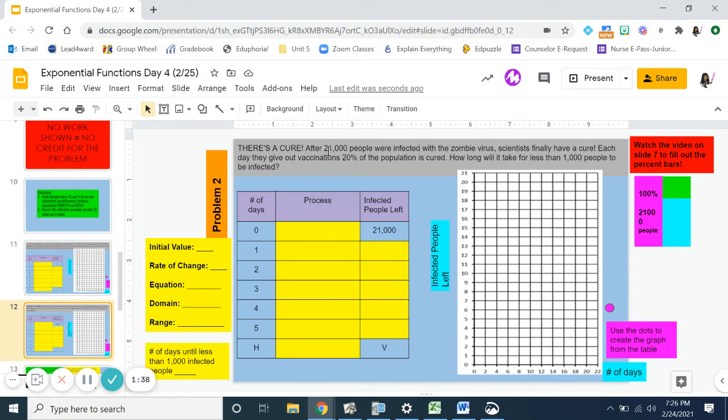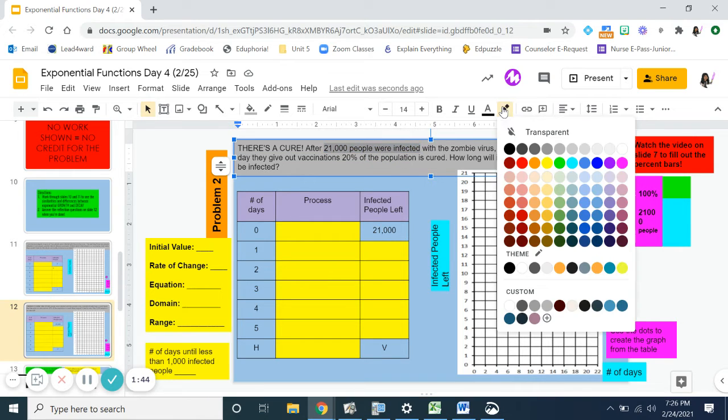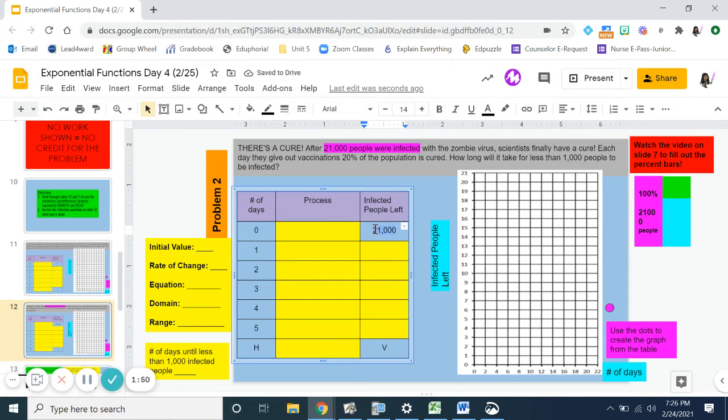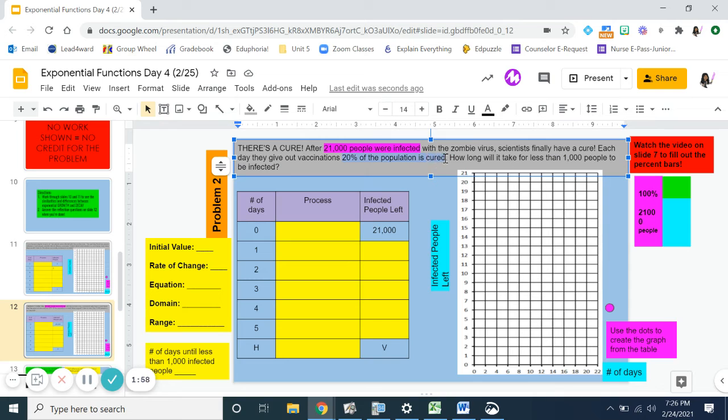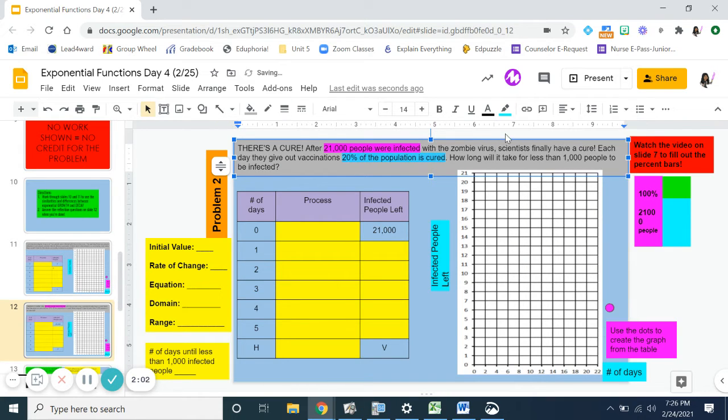All right, so let's highlight some important information. It says 21,000 people were infected. So I'm going to highlight that because that's going to be super important. That's actually going to be our initial value or starting point. So day 0, 21,000 people infected. Now, every day, 20% of the population is cured. So I'm going to highlight that too. I'm actually going to highlight that green.